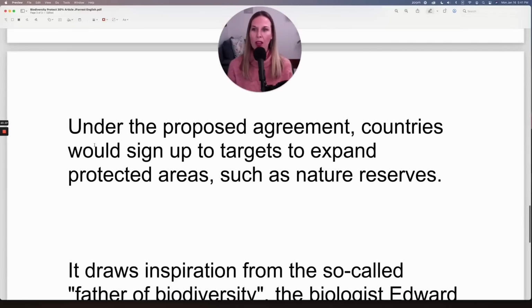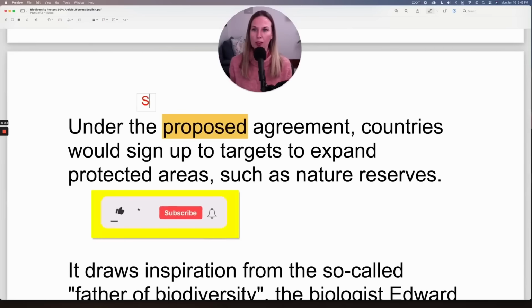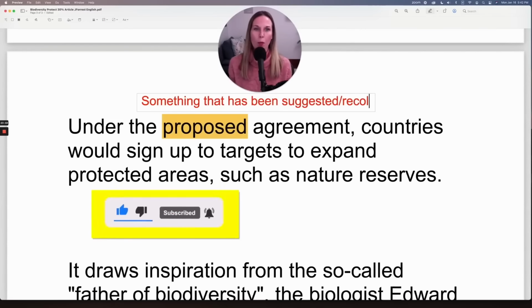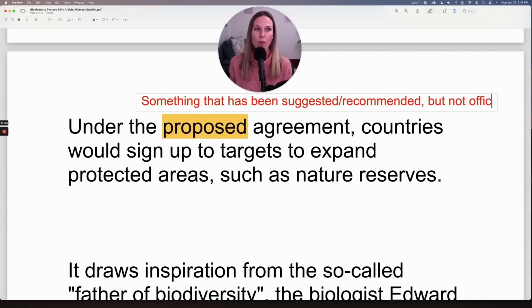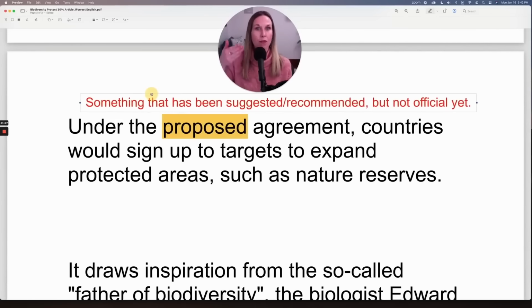Let's continue on. Under the proposed agreement, proposed means that this has not been officially signed. So it's just proposed, it's not official. So something that has been suggested or recommended, but not official yet. Yet meaning that it can be official in the future, but it's also possible that it won't be official. Under the proposed agreement, countries would sign up to targets to expand protected areas such as nature reserves.